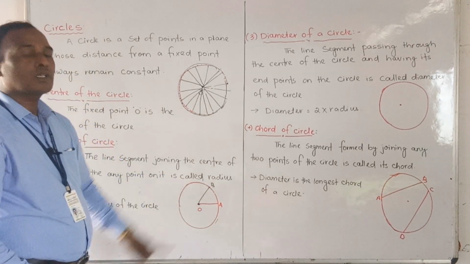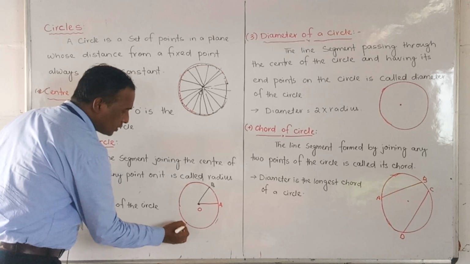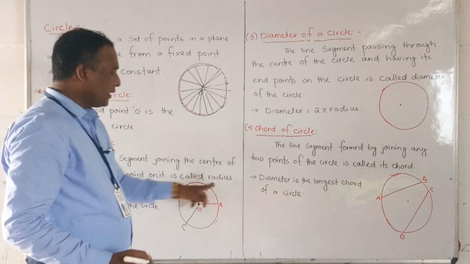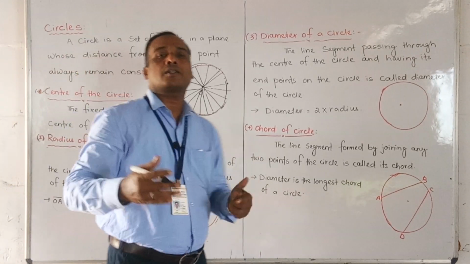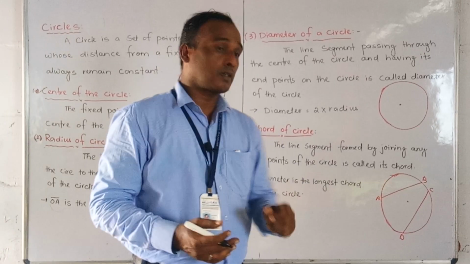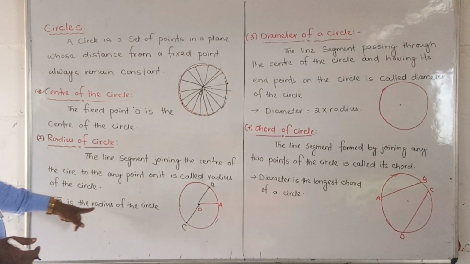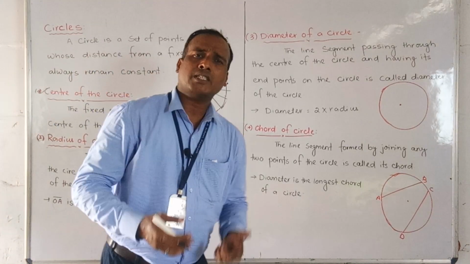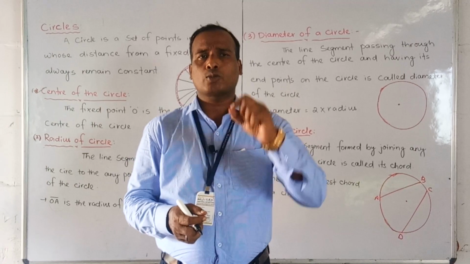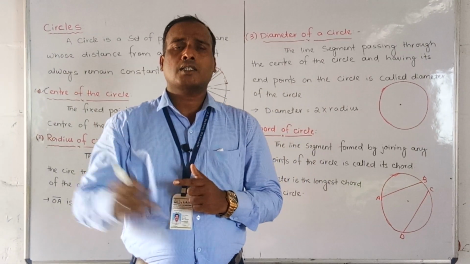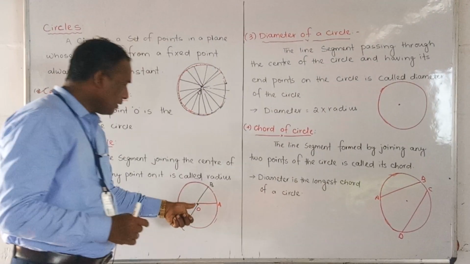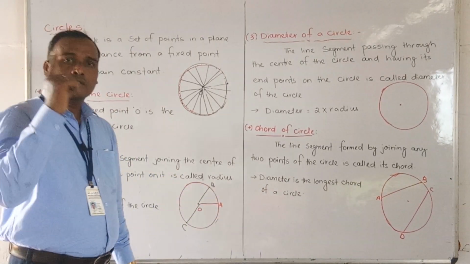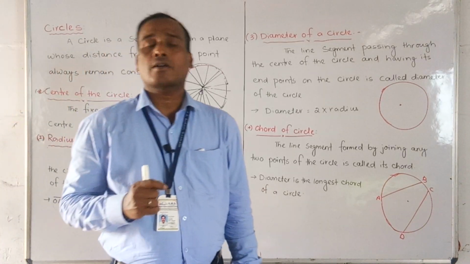Okay, this is OB, one radius. If I choose another point C, that is also a radius. OA, OB, OC, OD, so many infinite radii are there in a circle. OA is the radius of the circle, OB is the radius of the circle, OC is the radius of the circle. That means any line segment you join from the center of the circle to any point on the circle is called a radius of the circle.